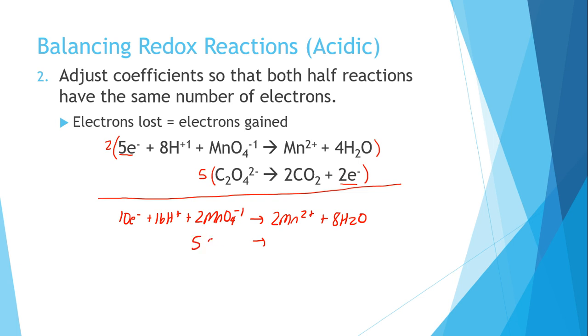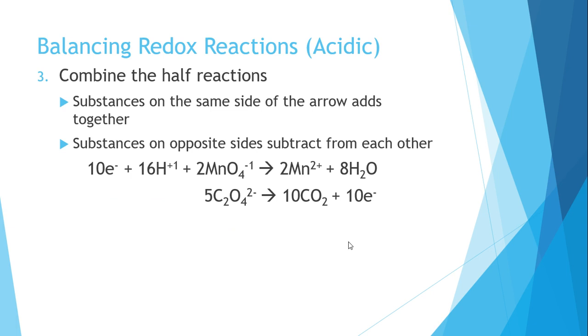So 5 C2O4 2-, 10 CO2s plus 10 electrons. That is what I mean by adjusting the coefficients. Once you adjust the coefficients, we can actually just combine the half reactions.